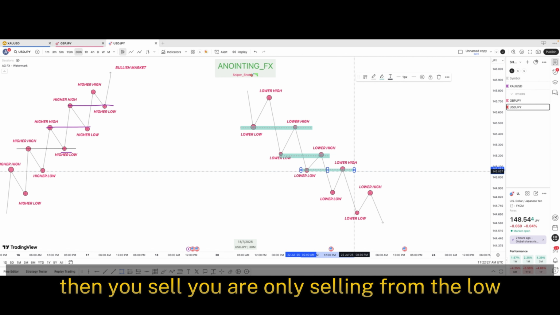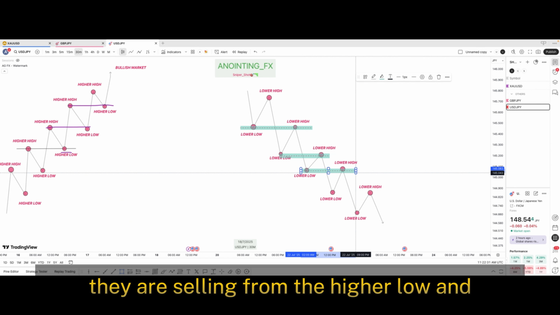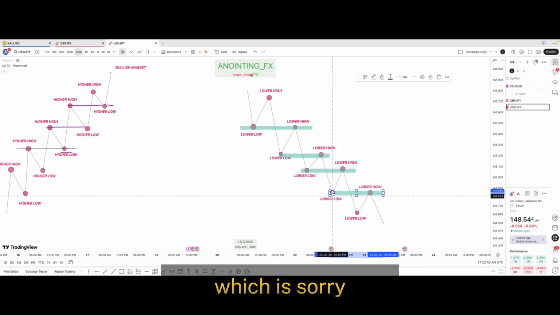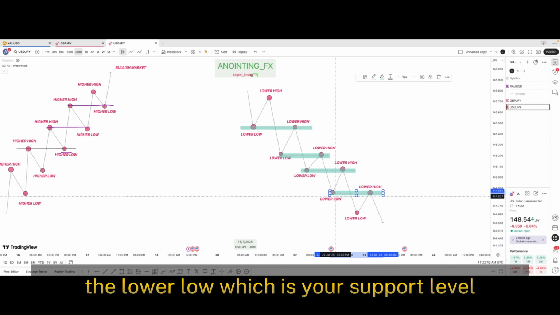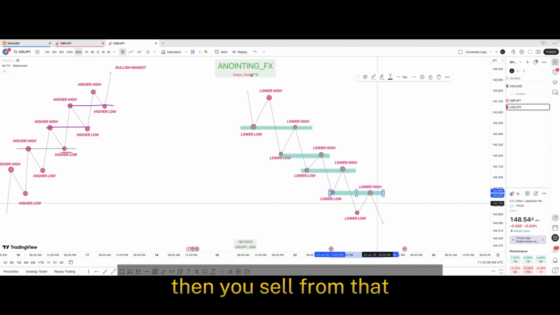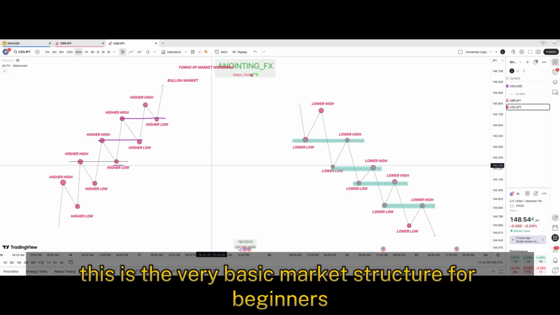You're only selling from the higher low, and not the higher high. So the higher low, you wait for price to break the higher low, which is the lower low, which is your support level. And as price retests the support level, then you sell from that point. Okay, so this is the very basic market structure for beginners.